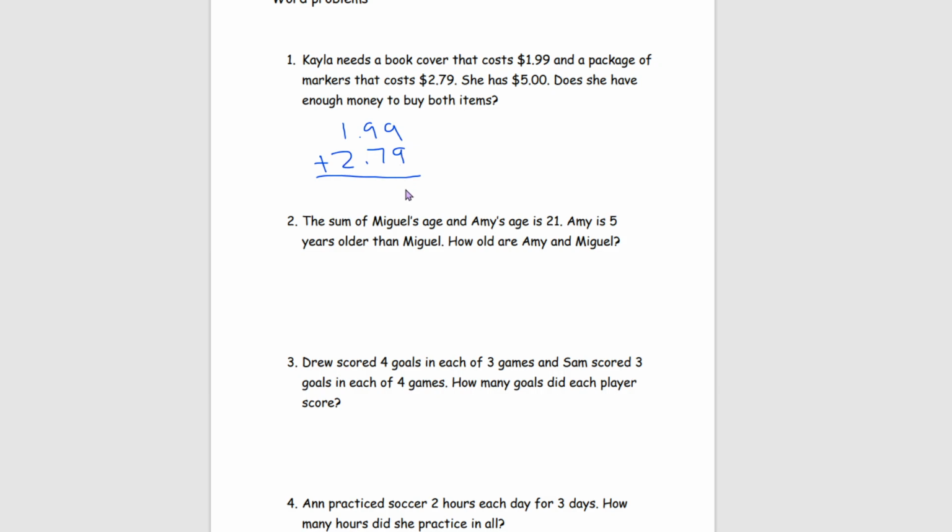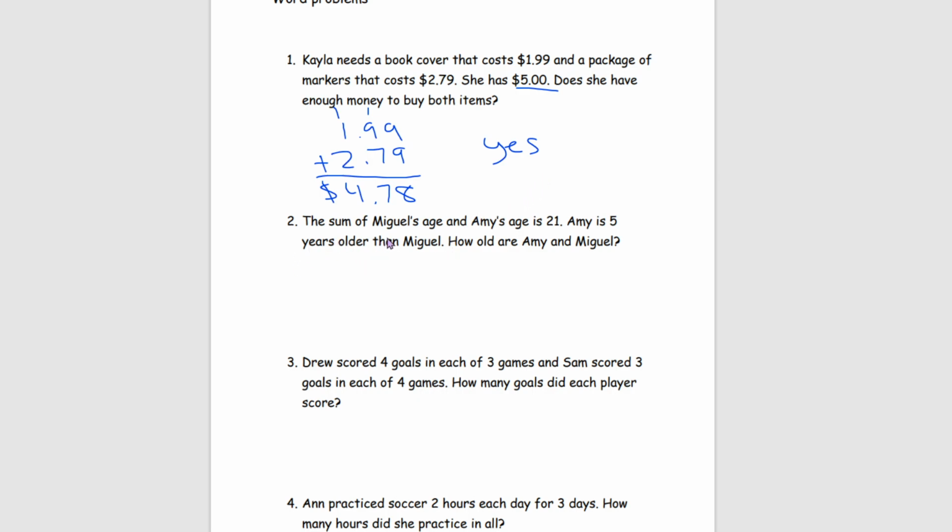So 9 plus 9 is 18, so we put an 8 right here, carry the 1 over. 9 plus 7 is 16, plus 1 is 17, so we put a 7, carry the 1 over. And 1 plus 1 plus 2 is 4. We put the dollar sign right here. And so we see that $4.79 is needed to buy what Kayla wants. And we know she has $5. And we don't even have to do any extra math. So we know that 5 is greater than 4. So yes, she has enough money to buy both items.